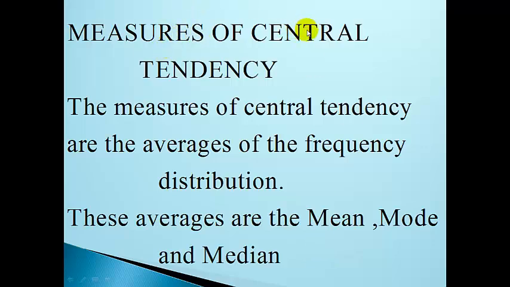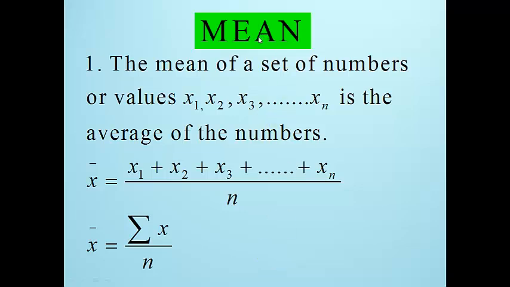Now, measures of central tendency. The measures of central tendency are the averages of the frequency distribution, and these averages are the mean, the mode, and the median. Now let's start with the mean. The mean of a set of numbers or values x1, x2, x3 up to xn is the average of the numbers.